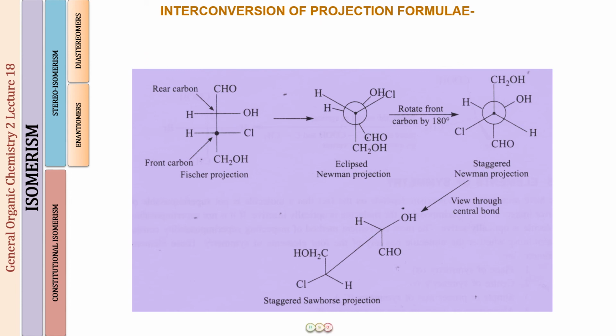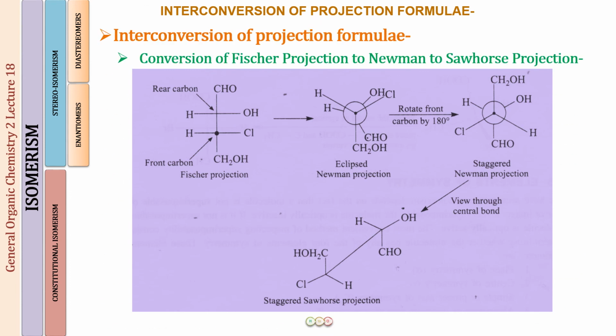So here now, what are we doing? Well, we are going to convert a Fisher projection into a Newman, and Newman into a Sawhorse projection to just finalize everything that we have learned. So let us see now the Fisher.